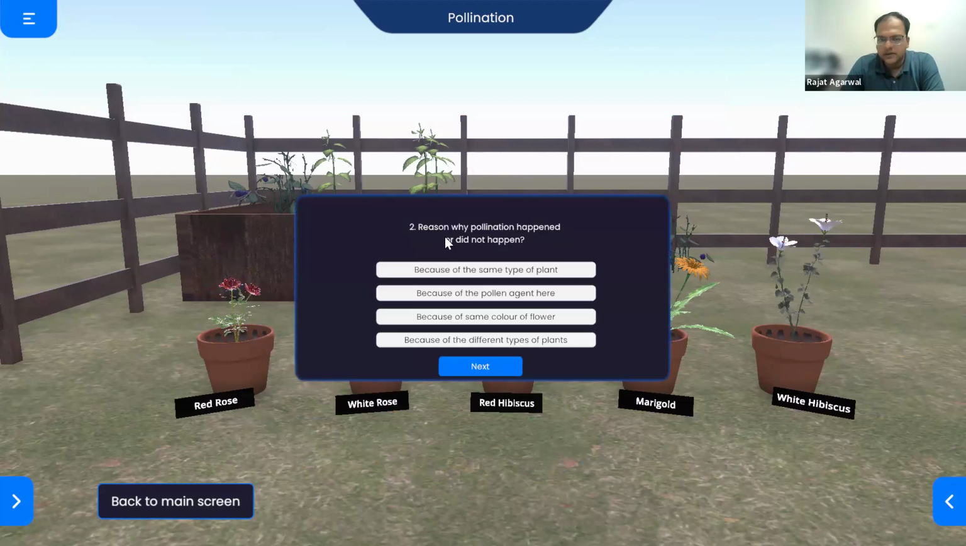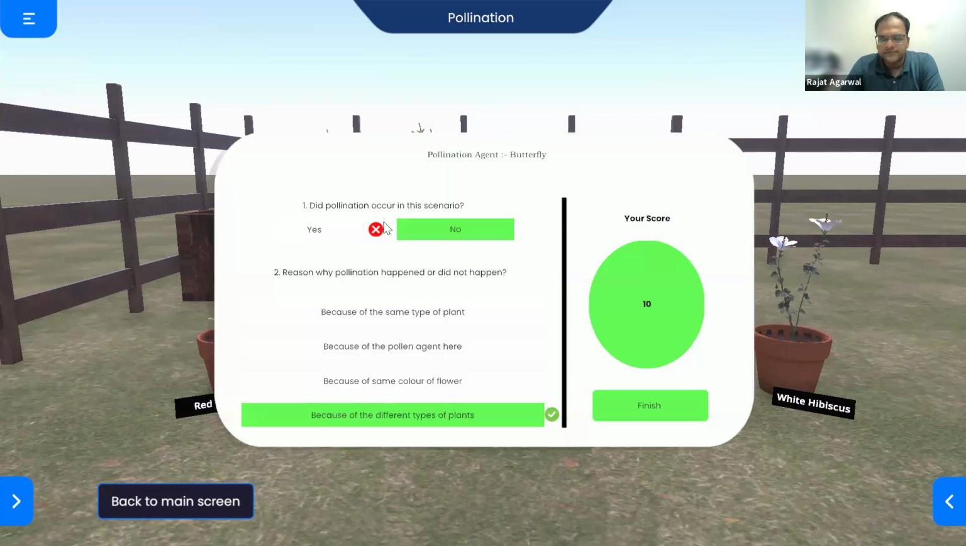Okay. Next. Reason why pollination happened or did not happen? Because of the same type of plants, because of the pollen grains here, because of some colors of flowers, because of the different types of plants. So maybe I'm going to keep because of different types of plants. The answer is no, pollination did not happen. Okay, pollination did not happen. Reason why did pollination not happen? Because of the different types of plants which were there. Okay, so our score is 10.